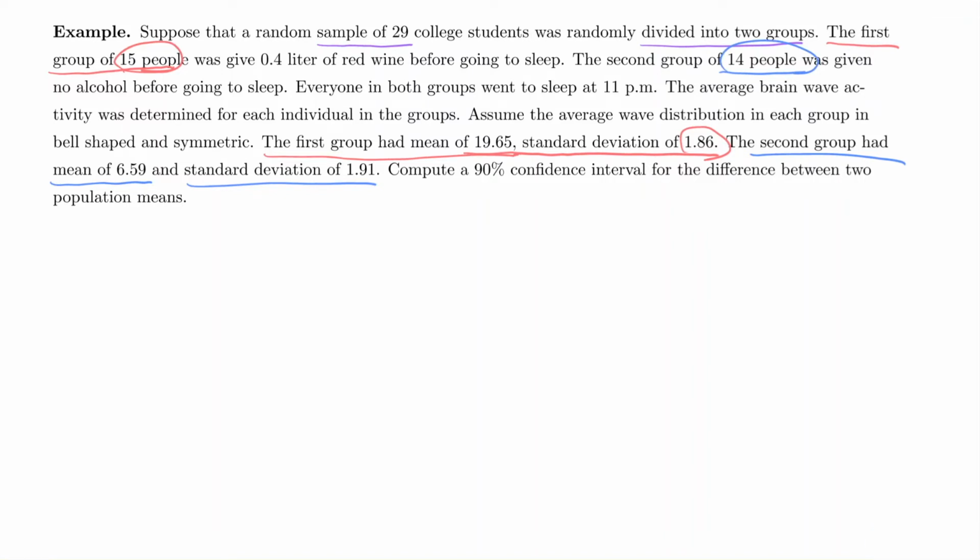So in the problem, the population standard deviation is not given. Compute a 90% confidence interval for the difference between means. This is the key phrase. Find the confidence interval for the difference between 2 population means. That's how we know that this is a difference problem.